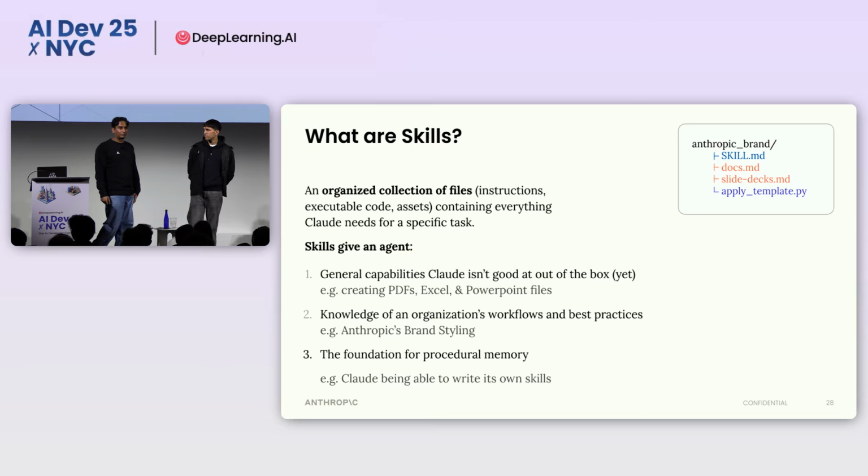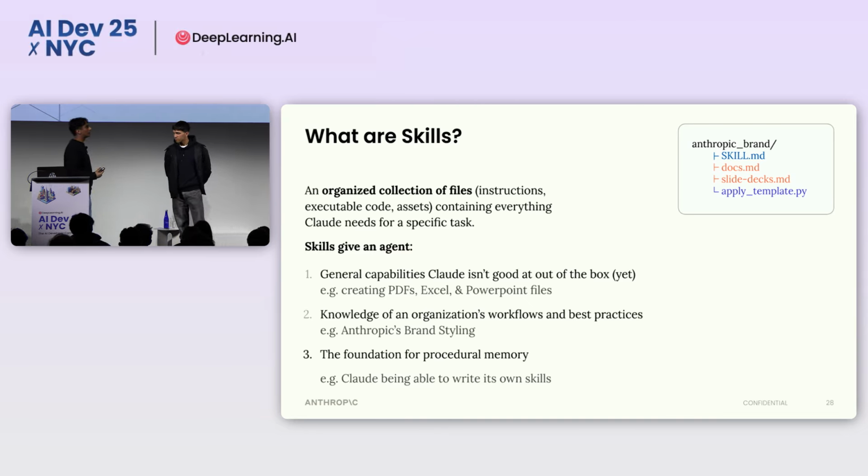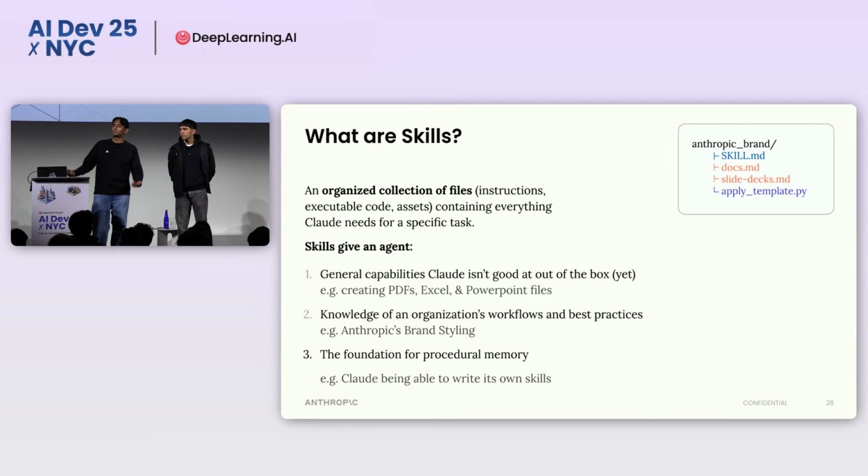But to sum it up really quickly for you, Skills is an open source framework that we released where you're able to basically give the model a collection of files, which would include prompts, example scripts that it can use as tools, et cetera. And this is a really powerful, simple file structure that's very opinionated because skills give an agent general capabilities that the model's not great at out of the box, knowledge of an organization's best practices, and we're really excited about how this sets the foundation for procedural memory, where Claude can complete a task once and then write its own skills in the future, which is really exciting.